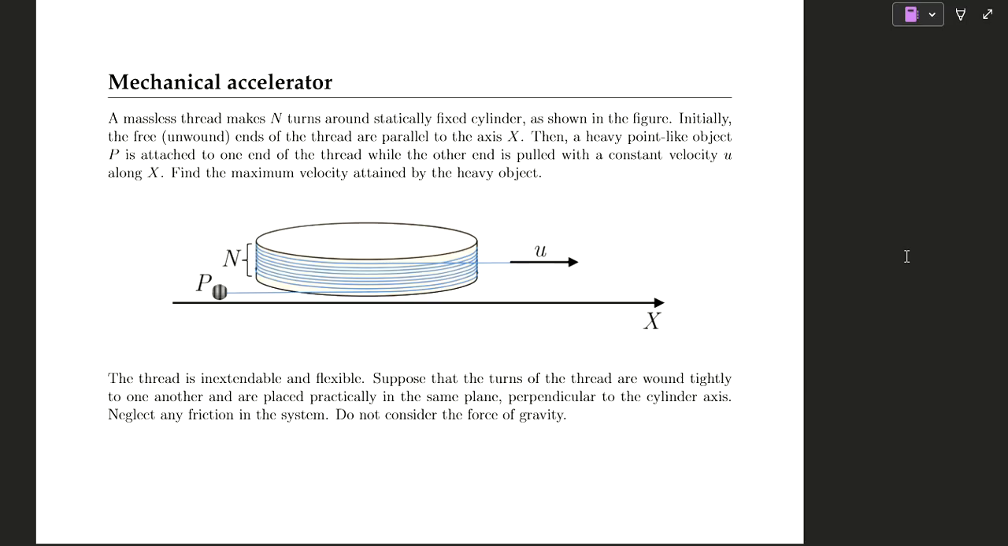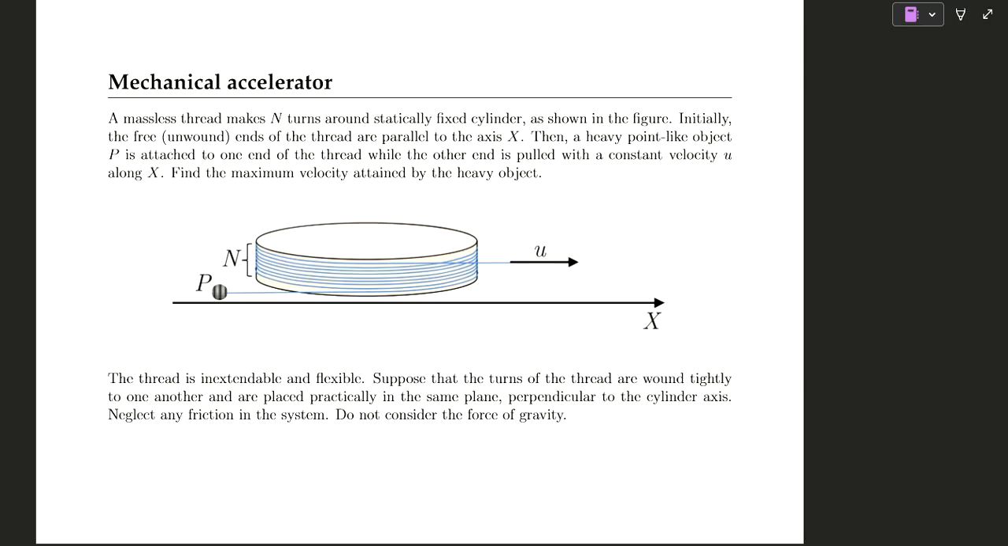It's also given that the thread is inextensible and flexible, and suppose that the turns of the thread are wound tightly on one another and are placed practically in the same plane, perpendicular to the axis of the cylinder. Neglect any friction and do not consider any force of gravity.